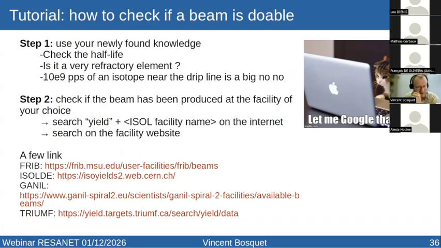And for that, you go on the internet, use your favorite search engine, and type yield or beam plus the ISOL facility name of your choice. And you could also look up on the website of each facility. And doing a quick search, I found a few links to have access to the beams that have been produced or could be produced.